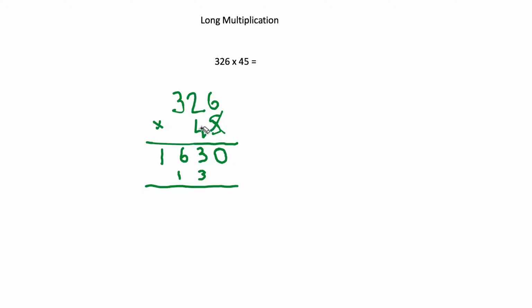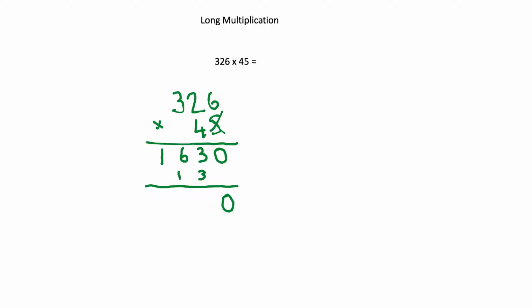However, this is not a 4, it's a 40 because we're times it by 45. So this 4 represents 40. Again, this reflects on our place value knowledge. And our place value knowledge should be secure before we look at long multiplication. So because it's 40, we'll put our 0 in because 40 has 1 0.